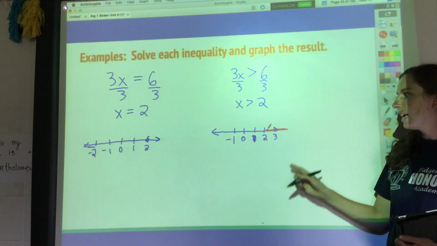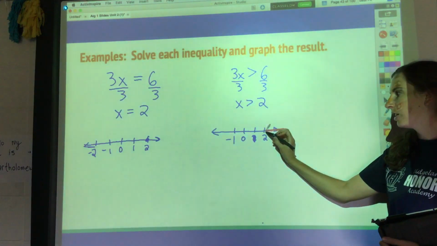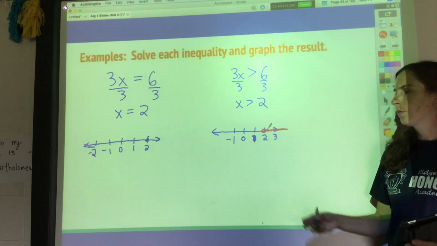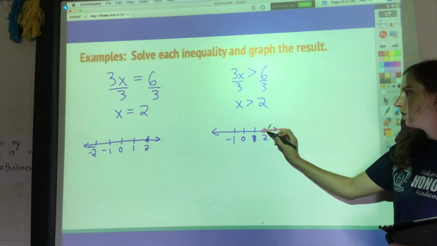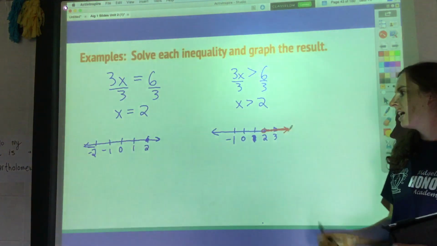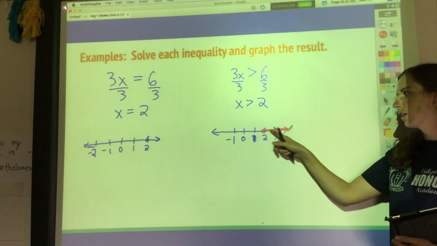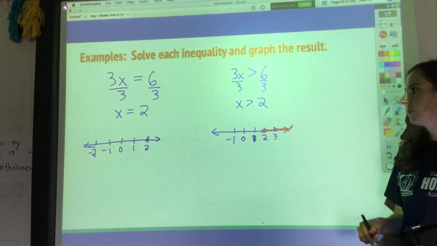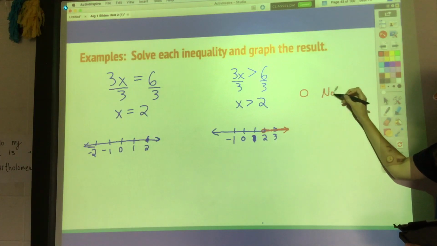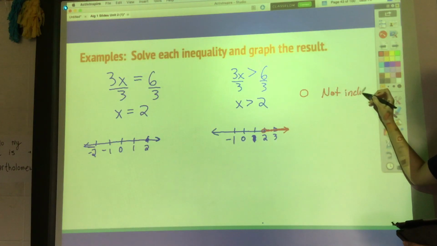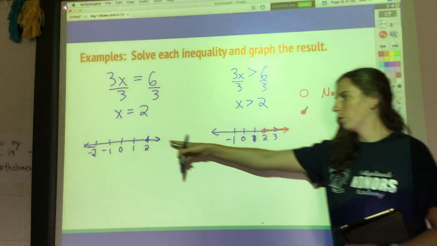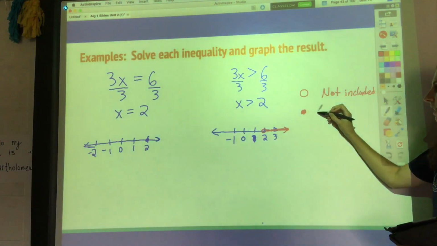And so to say we're not going to include 2, what you're going to do is draw an open circle at 2. So an open circle at 2, draw your arrow this way, kind of shade this way. I'm going to include everything that's bigger than 2, but not exactly 2. So if you ever use an open circle, that means that endpoint is not included. If you ever use a closed dot right on the point, that means that it is included.